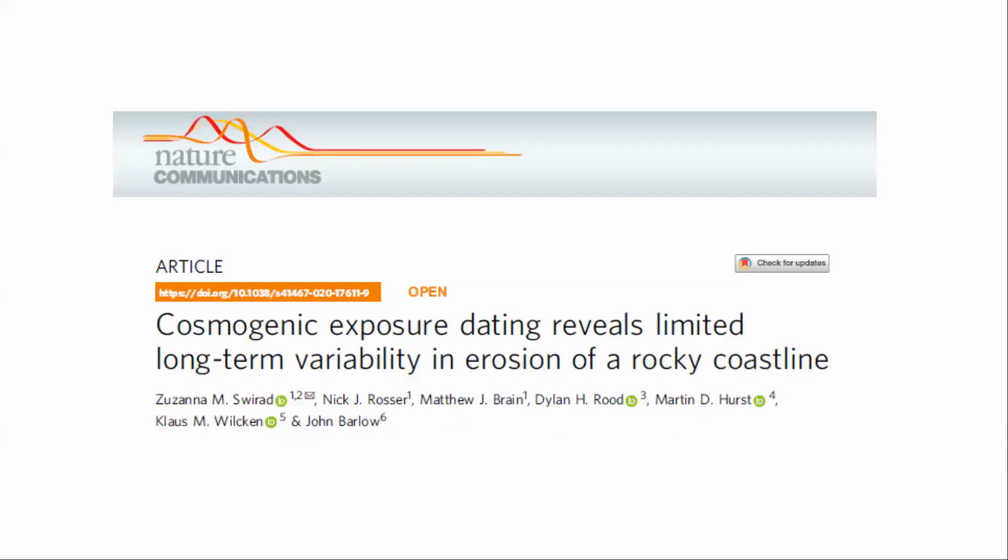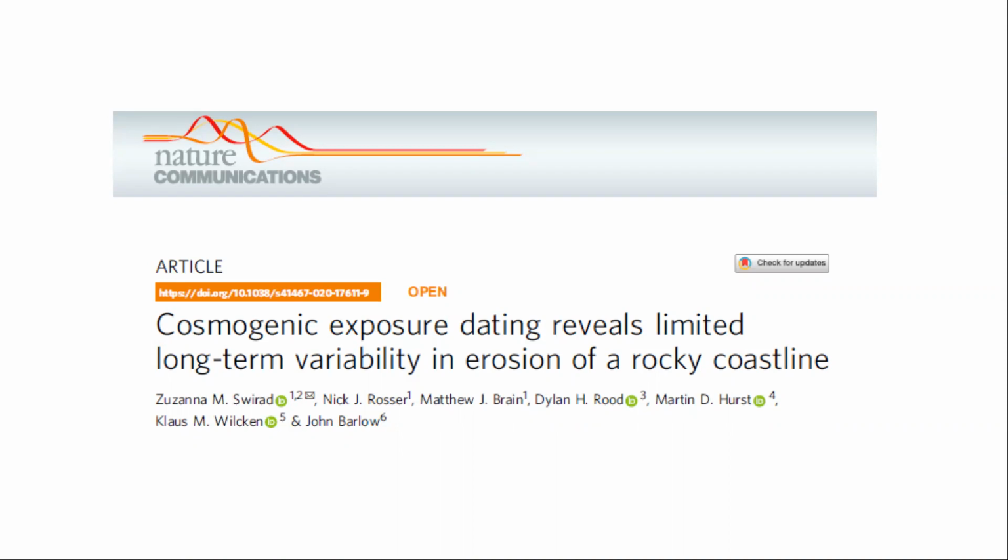I will focus on the experience gained during my PhD project that I conducted at the Department of Geography, Durham University. I would like to acknowledge my supervisors, Professor Nick Rosser and Dr. Matt Brain, as well as Dr. Martin Hurst from the University of Glasgow, who came out to the field with us and shared his expertise.